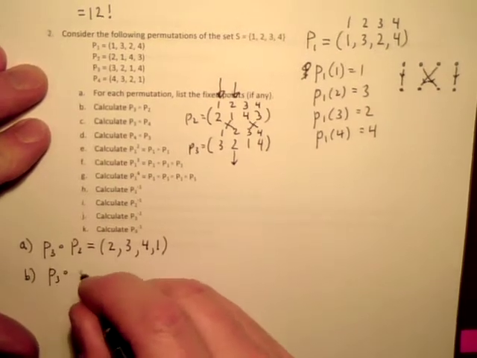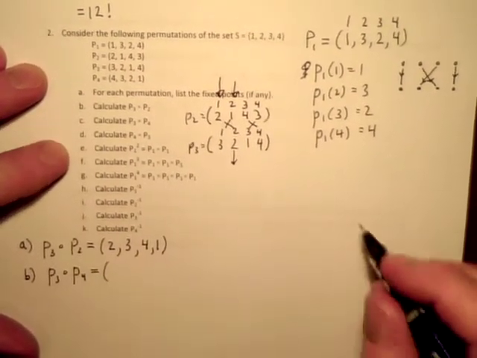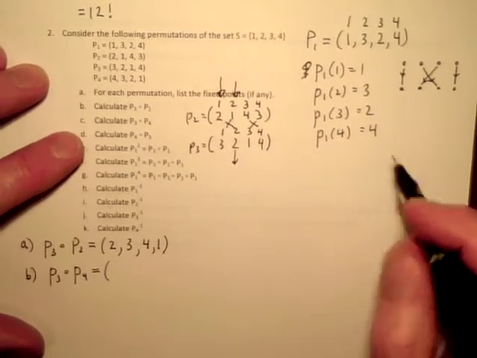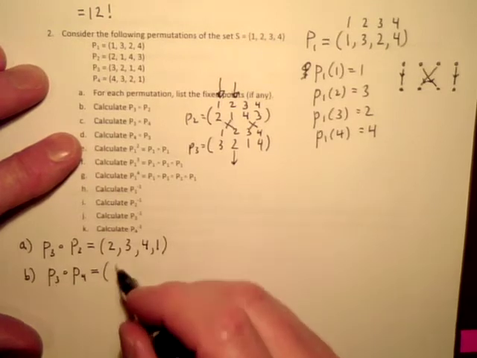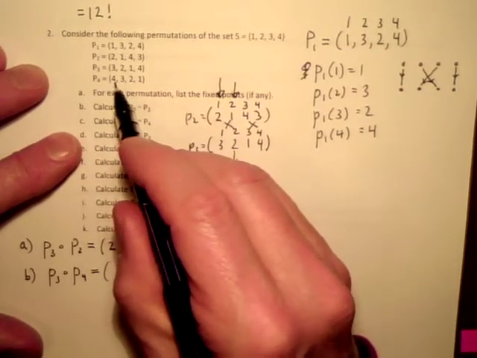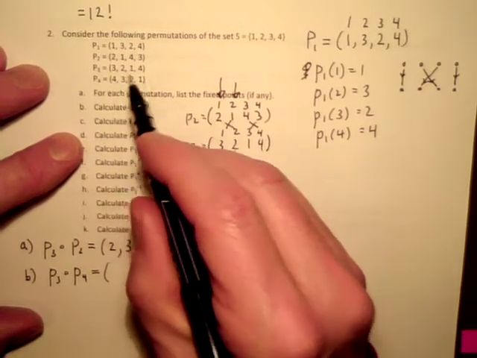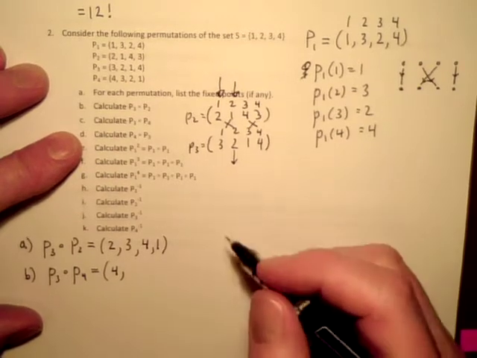Here's P3 composed with P4. And you can kind of do these in your head once you get going on it. We're applying P4 first, and then we're applying P3. Where does 1 map to? Well, P4 maps 1 to 4. Where does P3 map 4 to? P3 maps 4 to 4. So we get a 4 here.